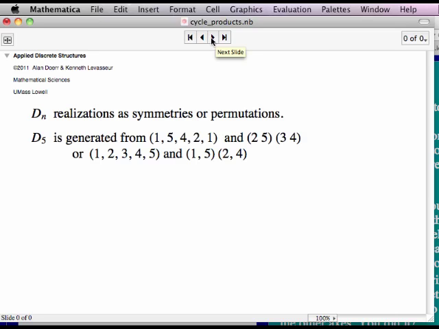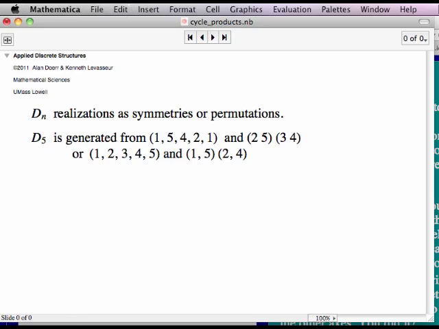Another subgroup of Sn is Dn, and that's a group that can be described in 2 different ways. D5 is the group of permutations of the regular pentagon. And in general, Dn is the group of symmetries of a regular n-gon. For each n, there will be exactly 2n such elements.